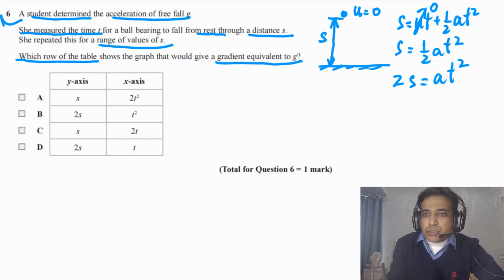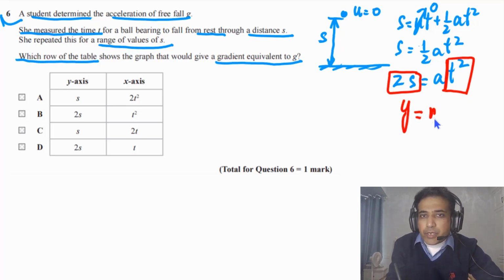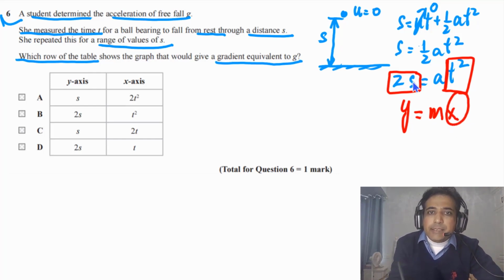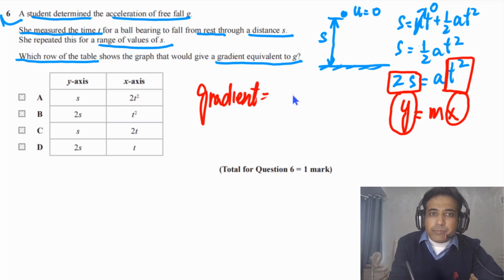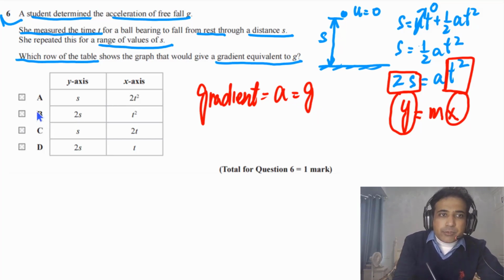Now if we sketch a graph between 2s and t square, gradient of the graph will be equal to a. We can simply compare this one with straight line equation, y is equal to mx. So this quantity is x, this quantity is y, so the gradient in this case will be equal to a, and a in this case is equal to g. So the answer for this question has to be B. So B is the right answer.